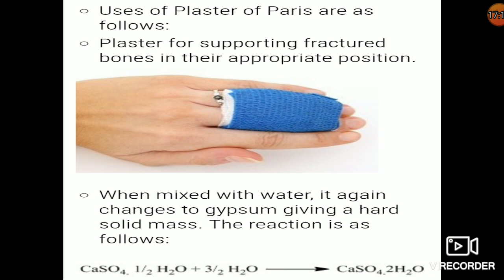The reaction is as follows. Plaster of Paris formula was calcium sulfate half water. With it, if you add 1.5 water or 3/2 water, it forms calcium sulfate 2 water, that is gypsum. So there is a question they asked: how much water do you have to add to convert plaster of Paris to gypsum? Your answer will be 1.5 water.